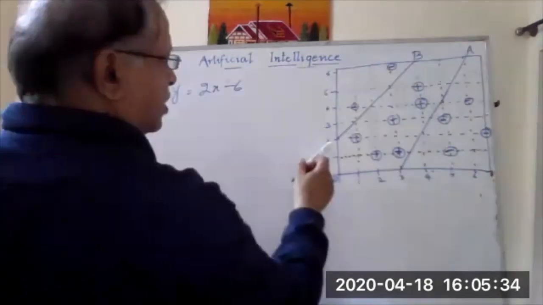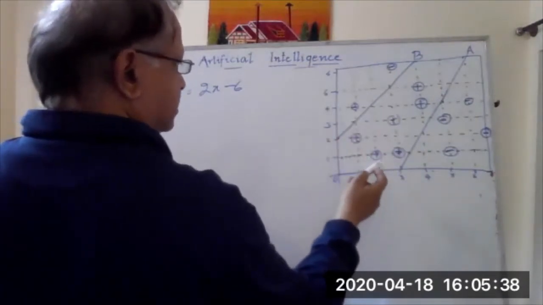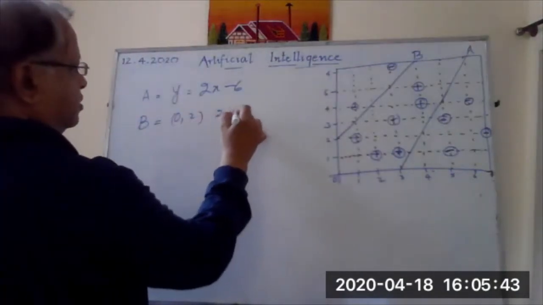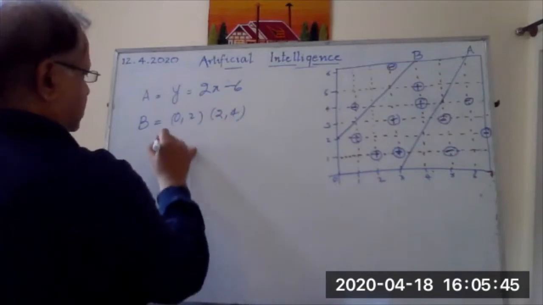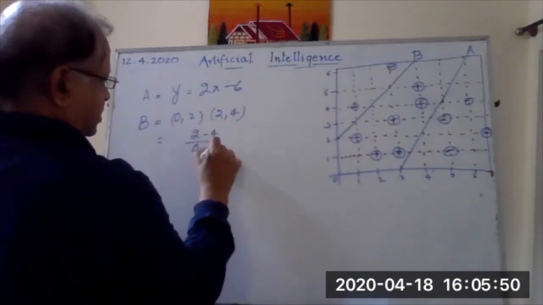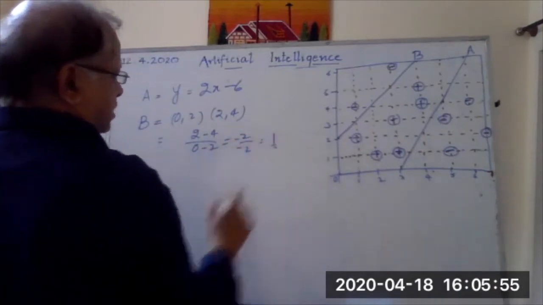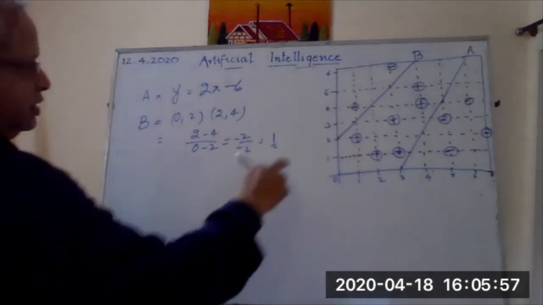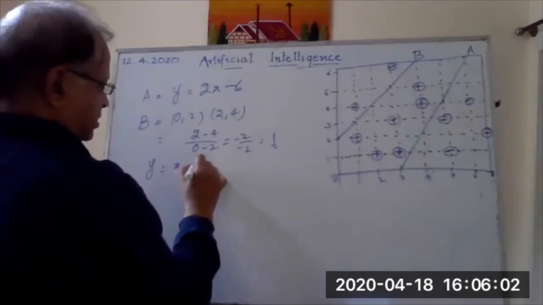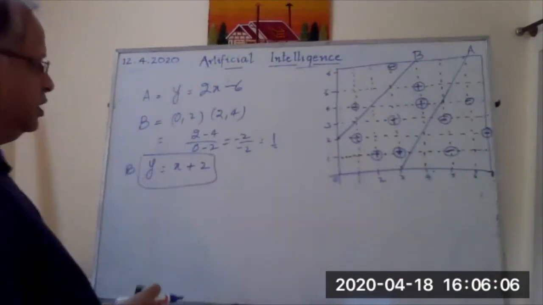B has one coordinate at (0, 2) and the other is (2, 4). So this would give me (2 minus 4) by (0 minus 2), minus 2 by minus 2, which is 1. That means the slope is 1, and c is anyway equal to 2. So y is equal to x plus 2. So this is equation B, right?